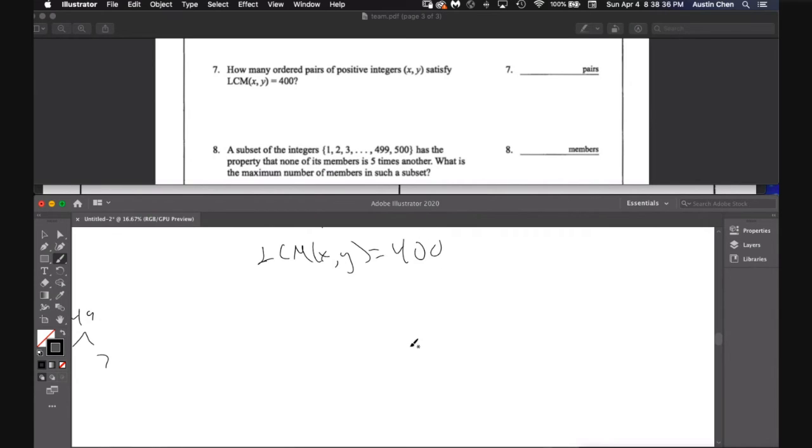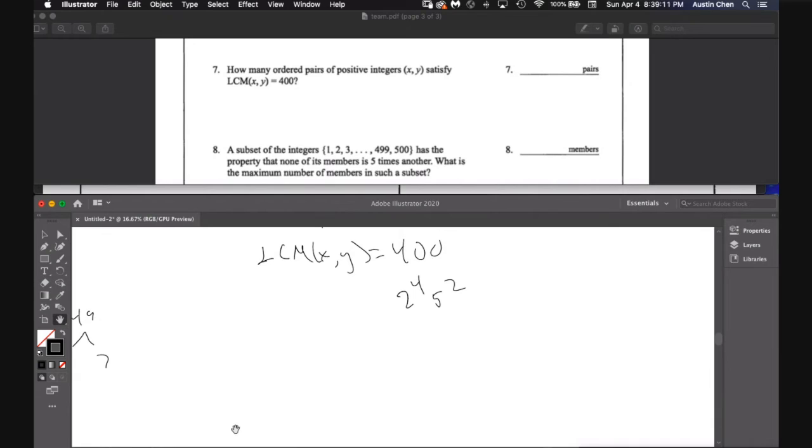If you do it, it's just 2 to the 4 times 5 squared. You can see that easily because it's just 4 times 100. So 4 is just 2 squared, and then 100 is just 10 squared, and 10 is just 2 times 5, so 10 squared is going to be 2 squared times 5 squared, times the original 4, which is 2 squared, then you have 2 to the 4 times 5 squared. And so the LCM of x and y is equal to 2 to the 4 times 5 squared.